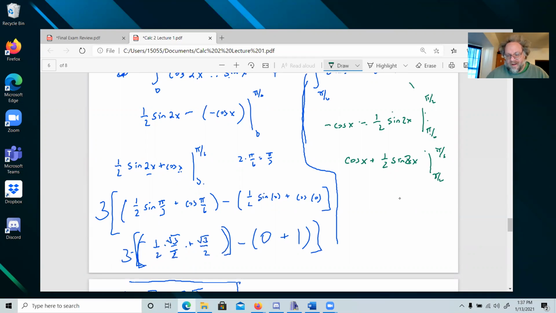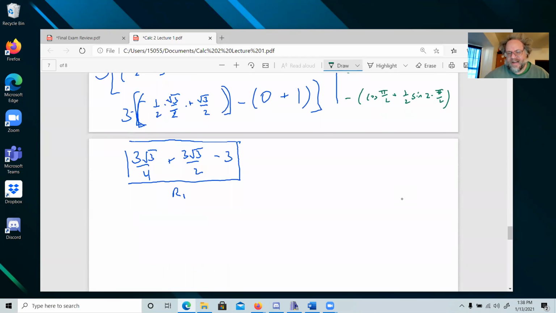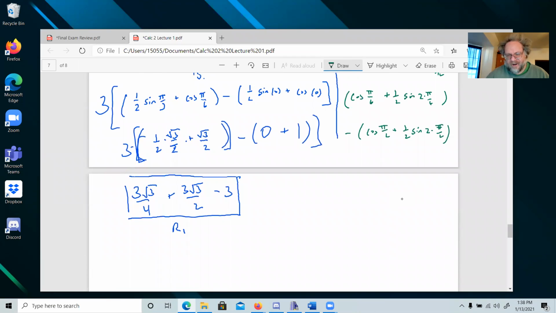Okay, well, we have cosine of pi over 6 plus 1/2 sine of 2 times pi over 6, right? And then we're going to have a minus cosine of pi over 2 plus 1/2 sine of 2 times pi over 2. All right. Get down here, we'll have a little bit more room. I wasn't careful about that here. Okay. So we have plus, this is region 2, so we're still dealing with this. It's cosine of pi over 6. There's a 3 out in all of this.